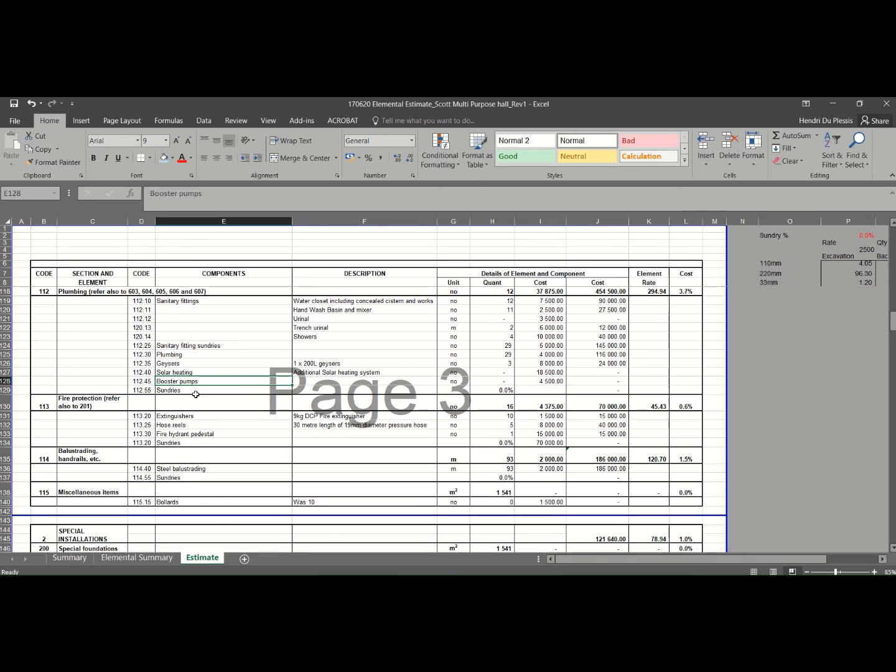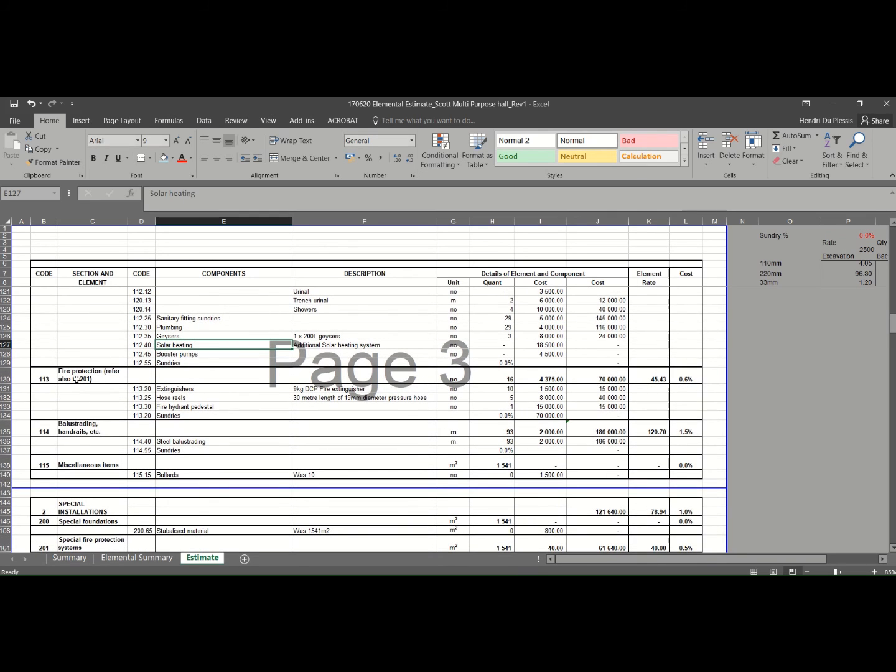Here we actually had some booster pumps and solar heating, etc., that was included. So please make sure that you actually look at that guideline that I sent through also, and it will give you an indication of what should be installed and so on. So see it as an opportunity to play around with the figures.